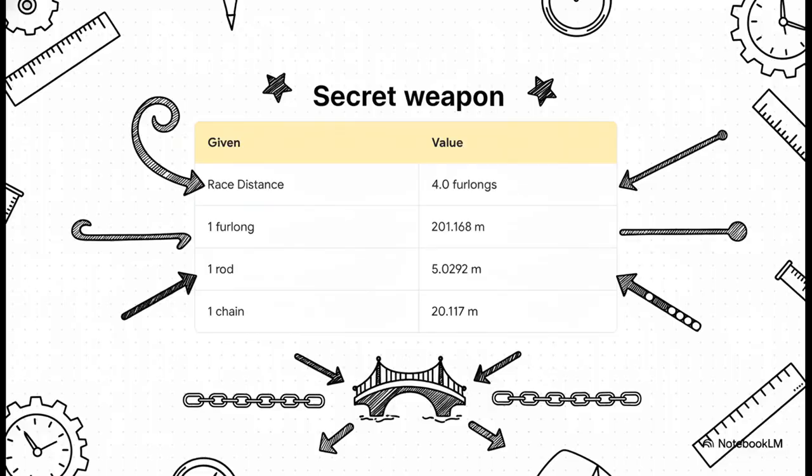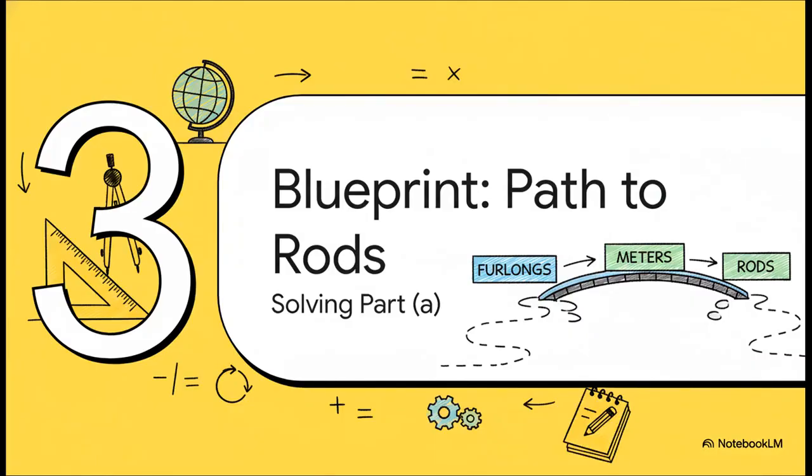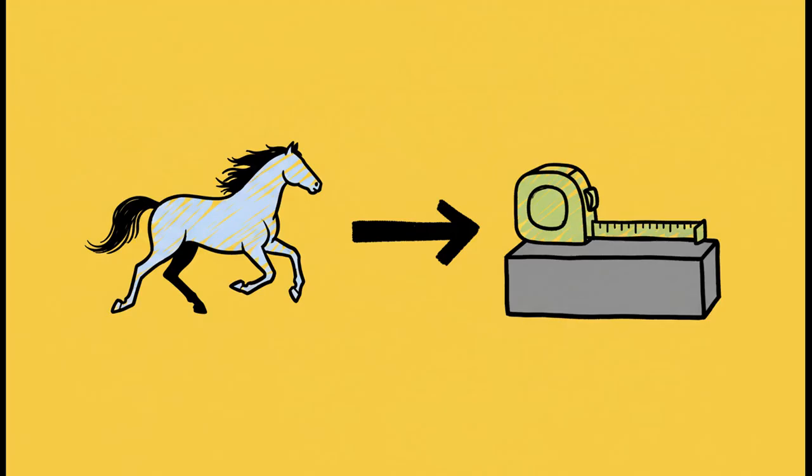It's our secret weapon. Okay, let's draw up a game plan, a blueprint for Part A. Our goal is to get from furlongs to rods. Now, we don't have a direct path, but we have our bridge, right? So we'll go through meters. It's a simple two-step plan. First things first, step one is simple. We've got to take that 4.0 furlongs and turn it into something we all understand. Meters. This is the foundation for everything else we're about to do.